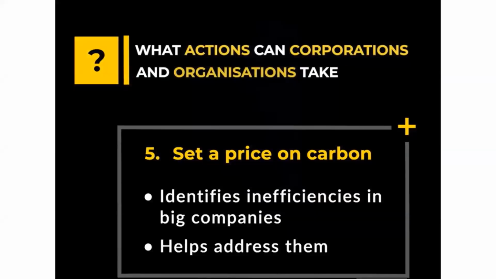And then setting a price on carbon. This one is called internal carbon pricing, where companies identify inefficiencies in themselves and they tax themselves. So it's called internal pricing on carbon. I hope I'm not losing you with all of these terms, but they're really important for you to at least know or have an idea about.